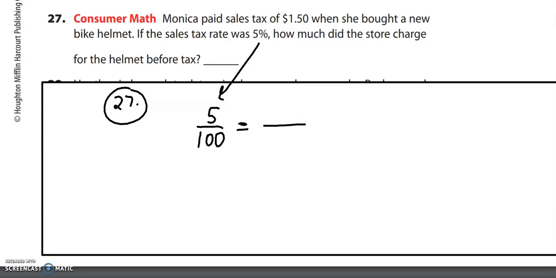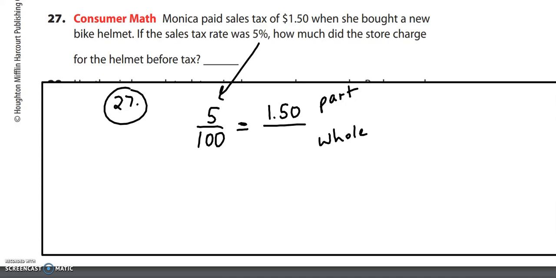So let's think about this. Would the whole be the price of the helmet, or would the whole be the tax? Would the tax be the part, or would the tax be the whole? I think the tax would be the part, which makes it $1.50 as my numerator, and the whole is the price of the helmet.